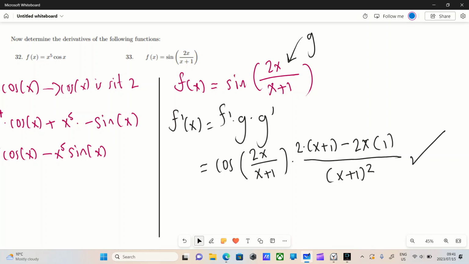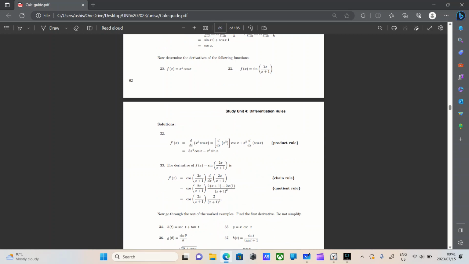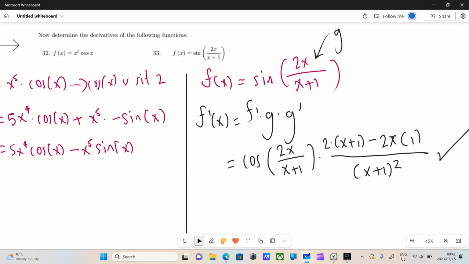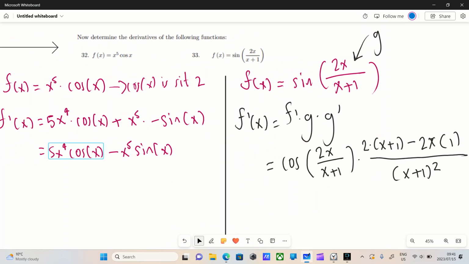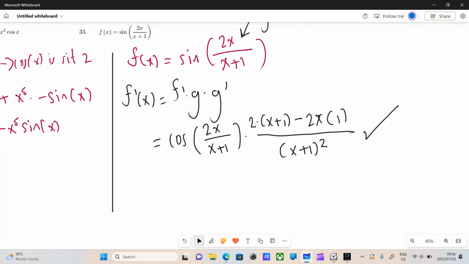Let's go ahead and save everything. Let's go here and let's check our answer. 5x^4 cosine x minus x^5 sine x. Sine x, yeah, that's right. And the bottom we have cosine of 2x over x plus 1, all multiplied by 2 times x plus 1 minus 2x times 1, divided by x plus 1 all squared, which is what we have here. And that's that. Quite simple.